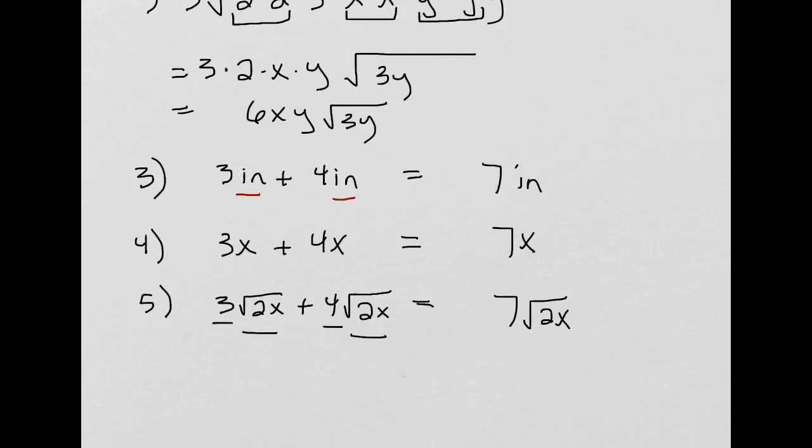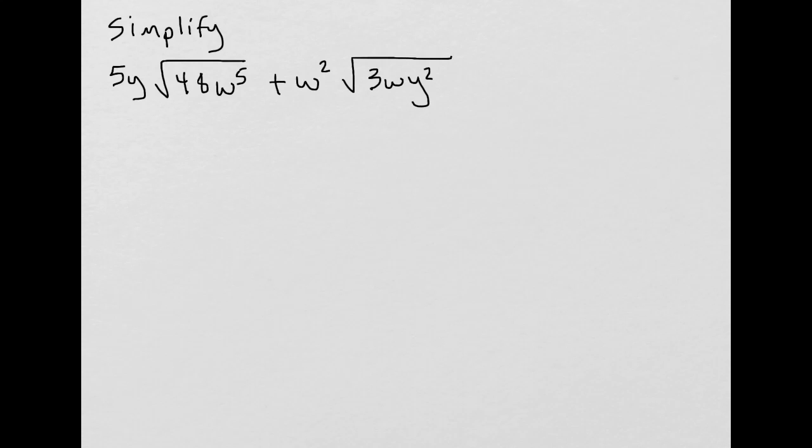Okay, so let's see how that would apply to this problem. So here we've got, notice I've got a radical expression plus another radical expression. So what we're going to do, our first step, is to simplify each radical expression separately. So step 1 is to simplify each radical expression.